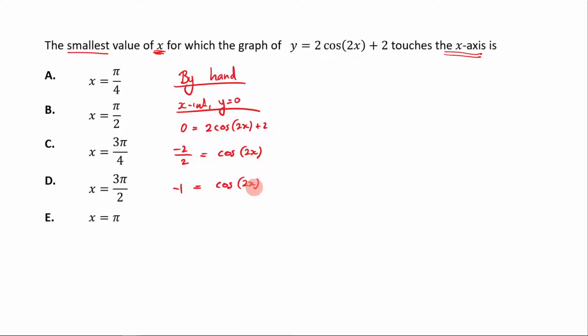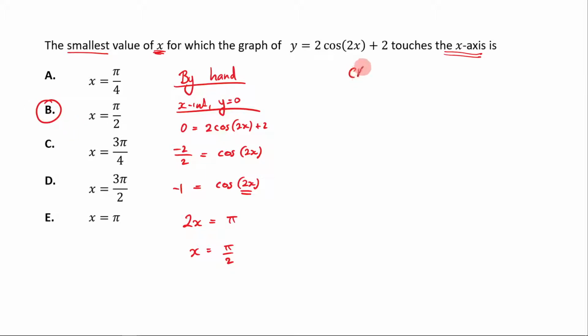And then once I've done that, what am I going to do next? I'm going to say, well, what would 2x have to be in order to get negative 1 out? So cos of what angle gives me negative 1? Hopefully you can realize that I would have to put pi in, because cos of pi is negative 1. Therefore, x is going to be pi on 2. And that is going to be my answer, which is B. X is pi on 2.